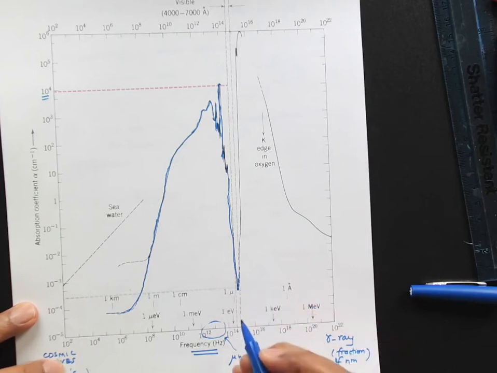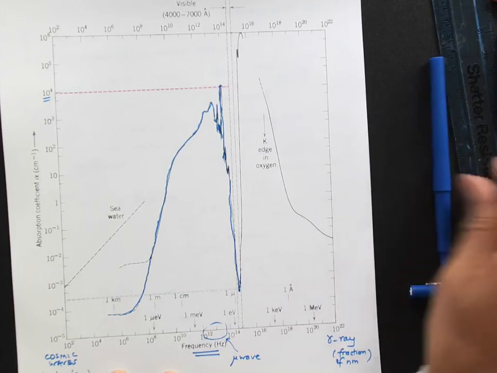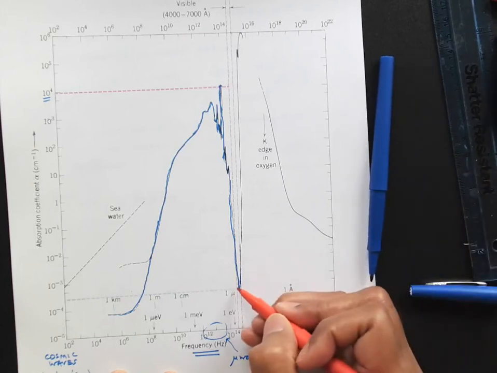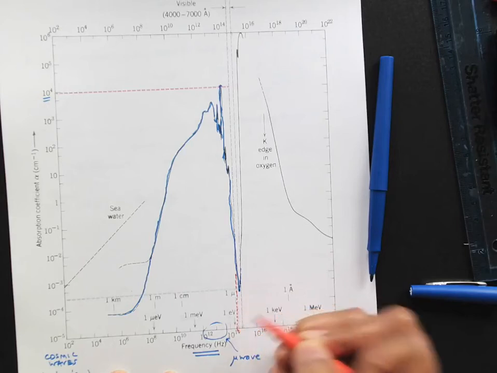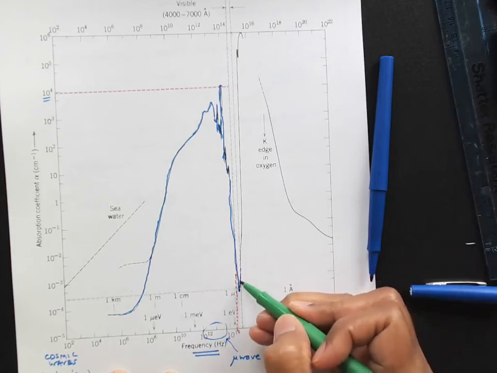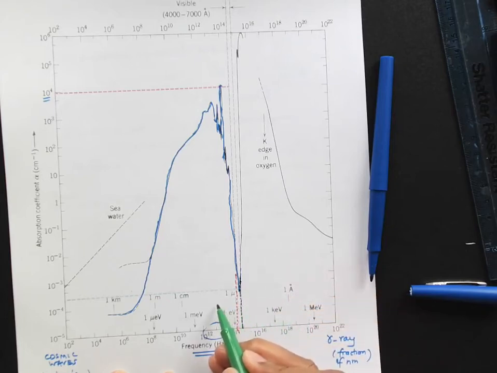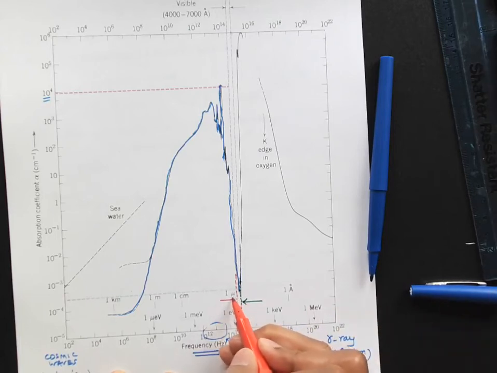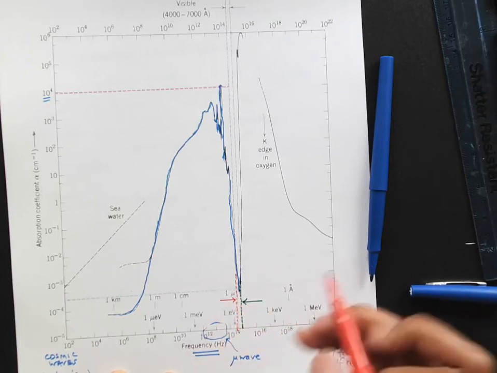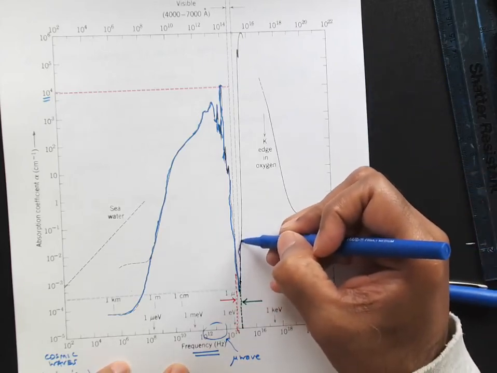8 orders of magnitude. And over what range does the absorption dip? Just between, if you can see this, there is a line here. This very, very narrow frequency range. Extremely narrow frequency range. I've drawn a red line and a green line. That's the green line, that's the red line. Okay? And in this region it dips down, but then it shoots right back up again.